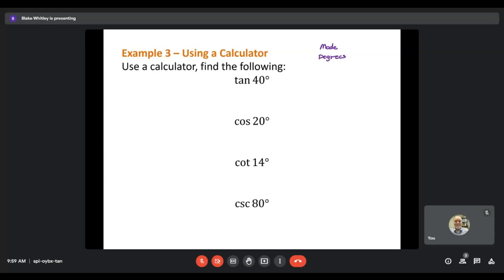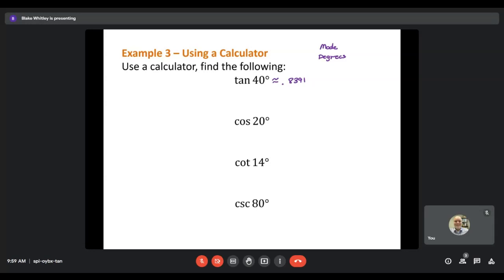All right, now once you're in degree mode, we can actually calculate the tangent of 40 degrees. So we're just going to put tangent of 40 into our calculator. I'm going to round this to 4 decimal places. This should be approximately 0.8391. And in general, 4 decimal places is pretty sufficient for most of these types of calculations. Sometimes you might want to keep a few more if you're trying to get a more accurate answer, but for the most part, 4 decimal places is good.